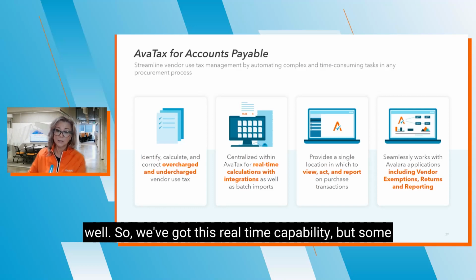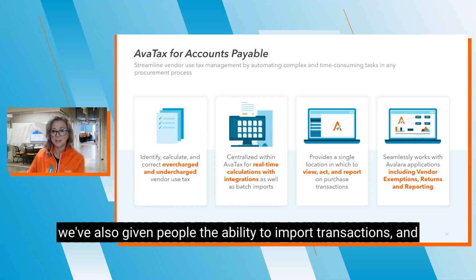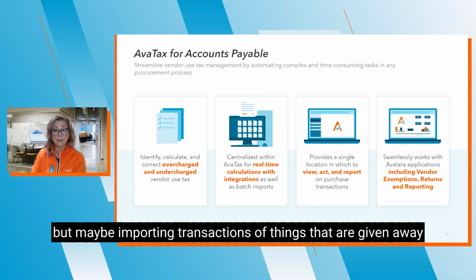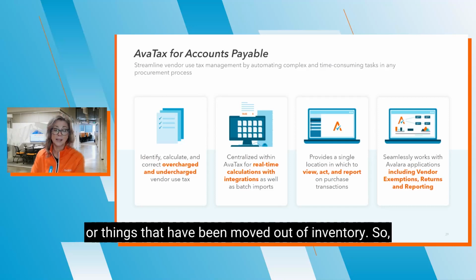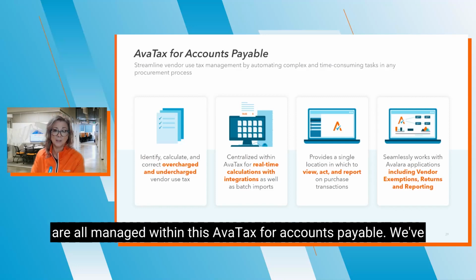So we've got this real-time capability, but some folks don't necessarily want it to be real-time. So we've also given people the ability to import transactions and look at transactions rather than through the accounts payable lens, but maybe importing transactions of things that are given away or things that have been moved out of inventory. So a couple different pieces of the consumer use tax life cycle are all managed within this AvaTax for accounts payable.